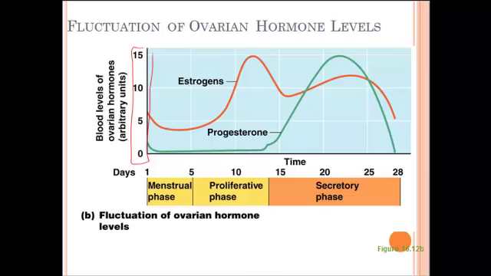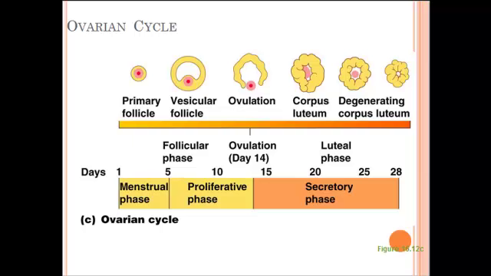Here's a corpus luteum and what it's going to be doing, and the follicle as well. During the menstrual phase of this cycle, the primary follicle is going to be growing. During the proliferative stage, the follicle continues to grow, and then ovulation happens on day 14 at the end of the proliferative phase. Once that ovulation occurs, now we have the corpus luteum, which is the follicular cells that are left over, and they're actively producing progesterone.